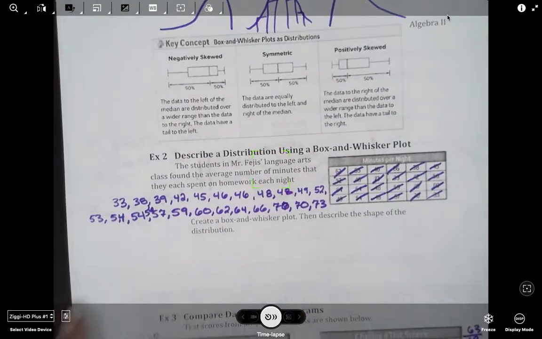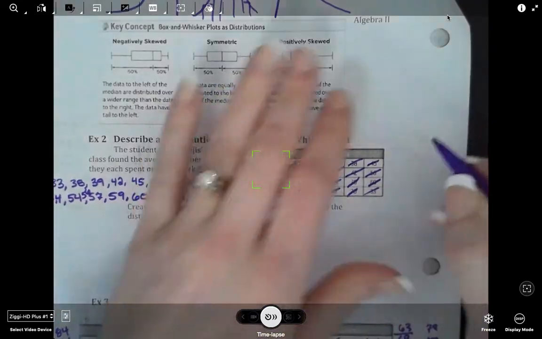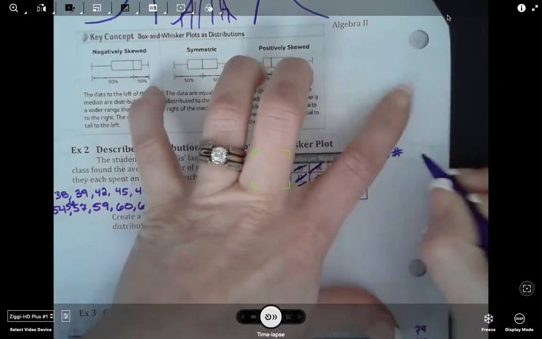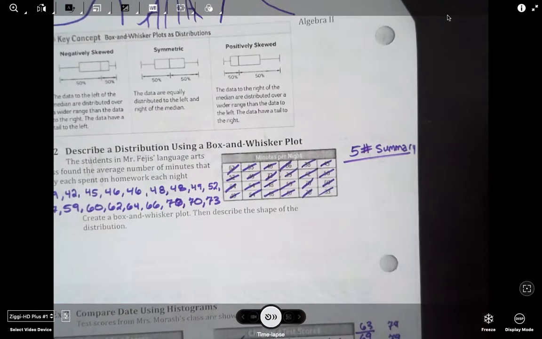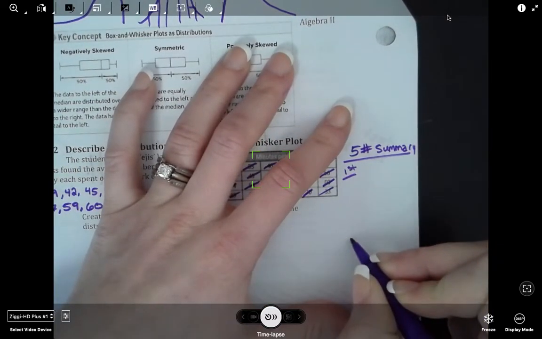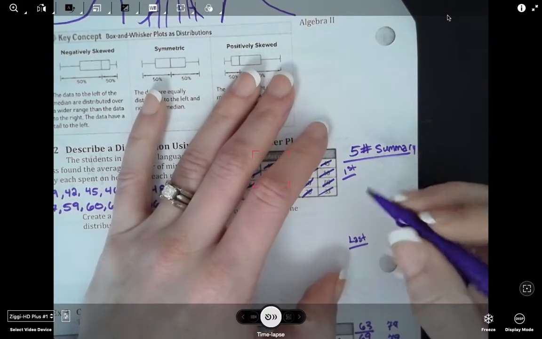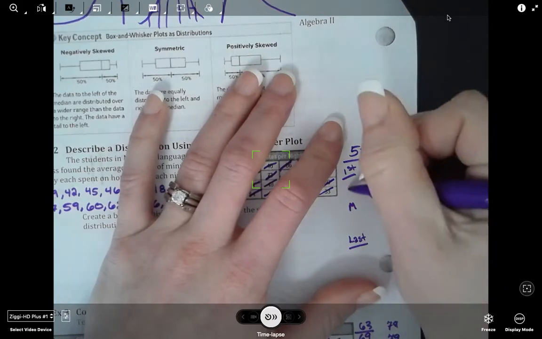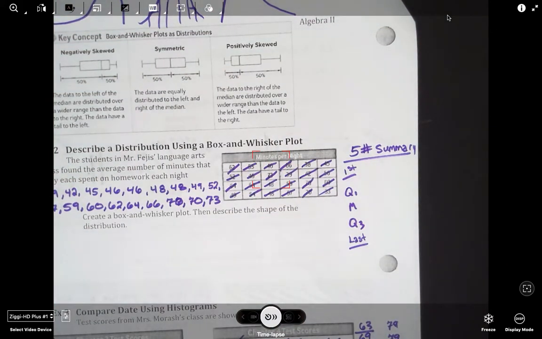Now, we need to create a box and whisker plot, and we need what's called a 5-number summary. They will talk about the 5-number summary, okay? So these are the things that you need to look for. You need to look for the first number and the last number. Those are 2 of your 5 numbers. And then within there, you have a median, a quarter 1, and a quarter 3, okay? I like doing box and whisker plots because they're kind of easy, I think.